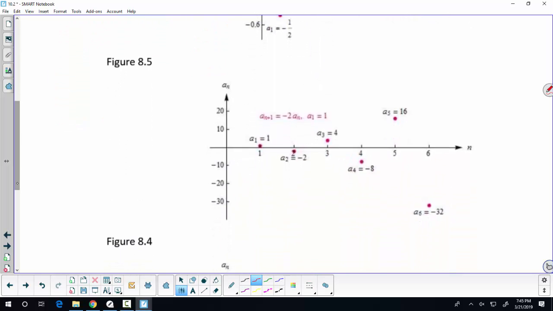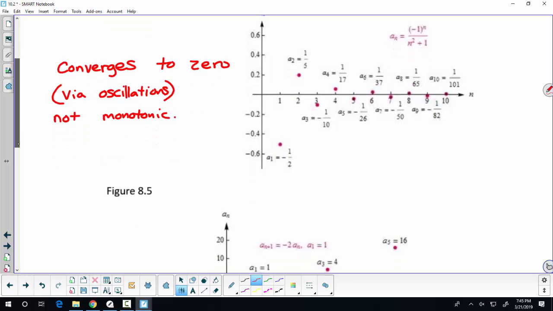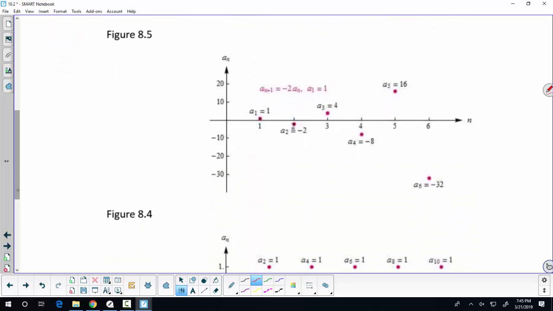Would you classify it as bounded though? Yeah, well, in the sense that the even terms are bounded from above and the odd terms are bounded from below. How about this one? Figure 8-5. Yeah, diverges, terms get larger.